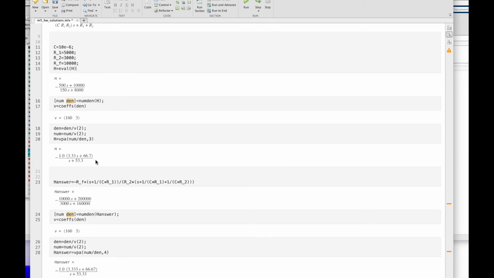I typed that in, and we've already defined C and R1 and R2 and RF. All right, so it evaluates that answer, okay? And so what I want to do is simplify this to where the S is by itself. So I do that same kind of numden, separating out the numerator and the denominator, looking at the coefficient that's on the S term and dividing by it, and piecing it back together, and I see that I get exactly the same answer.